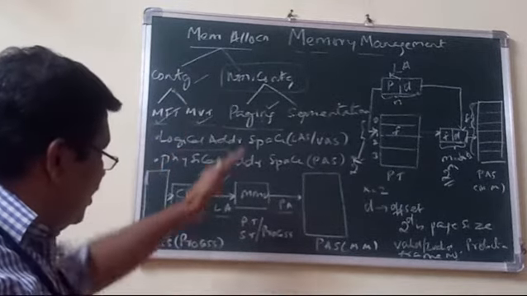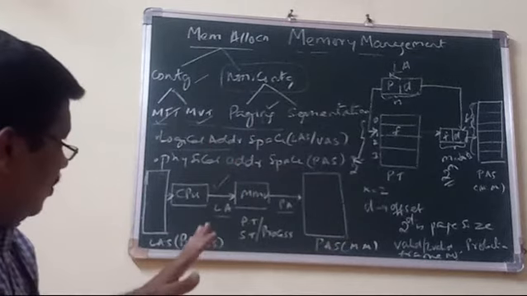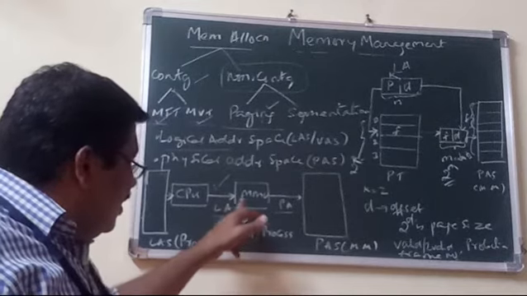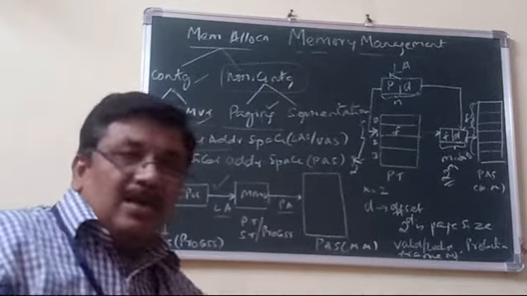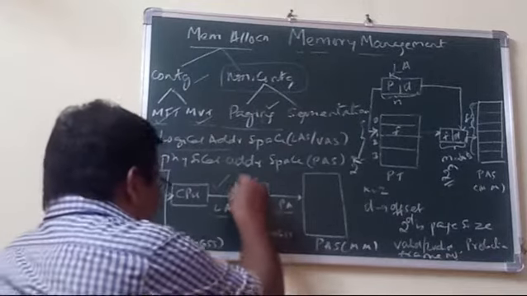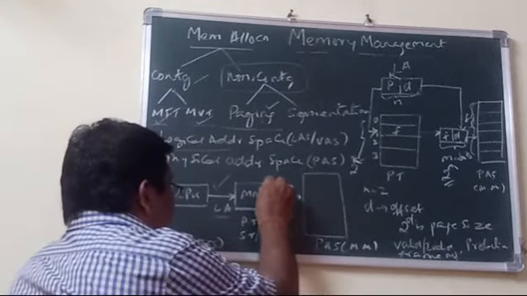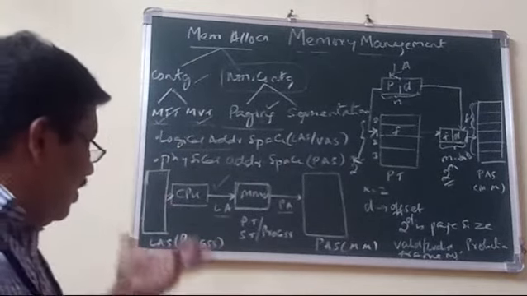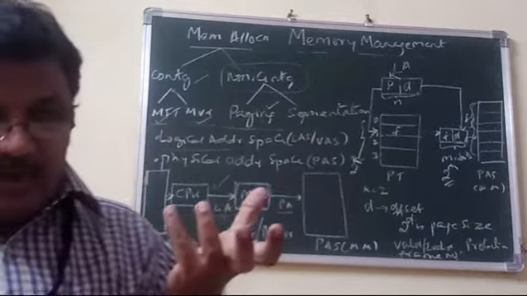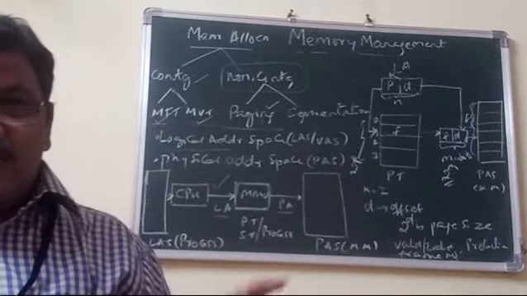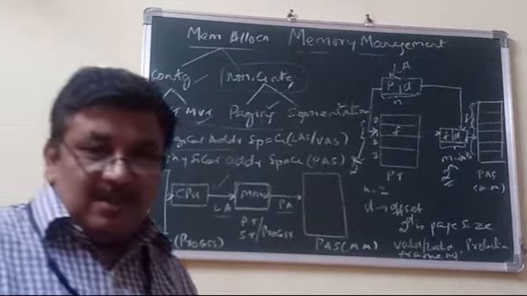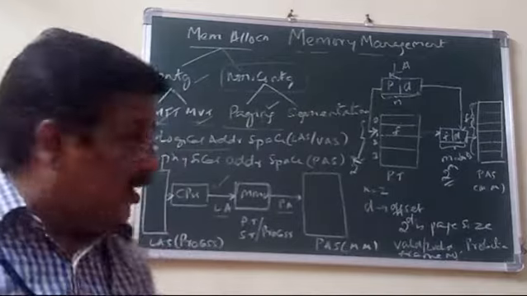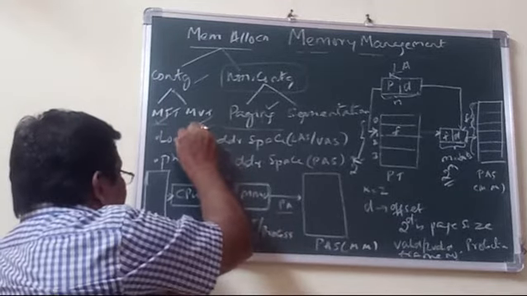A set of logical addresses forms a logical address space, and whatever logical address is generated by the CPU has to be mapped to the corresponding physical address by using what is called a memory management unit, right? This memory management unit may be software, it may be hardware, or a combination, maybe software embedded into hardware, something like that.